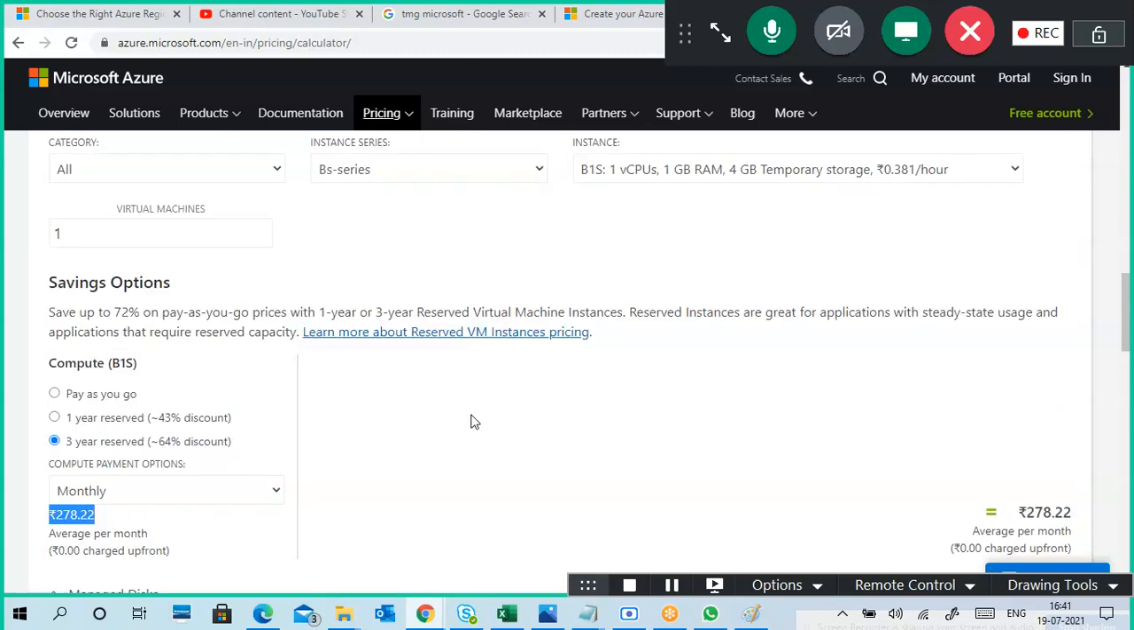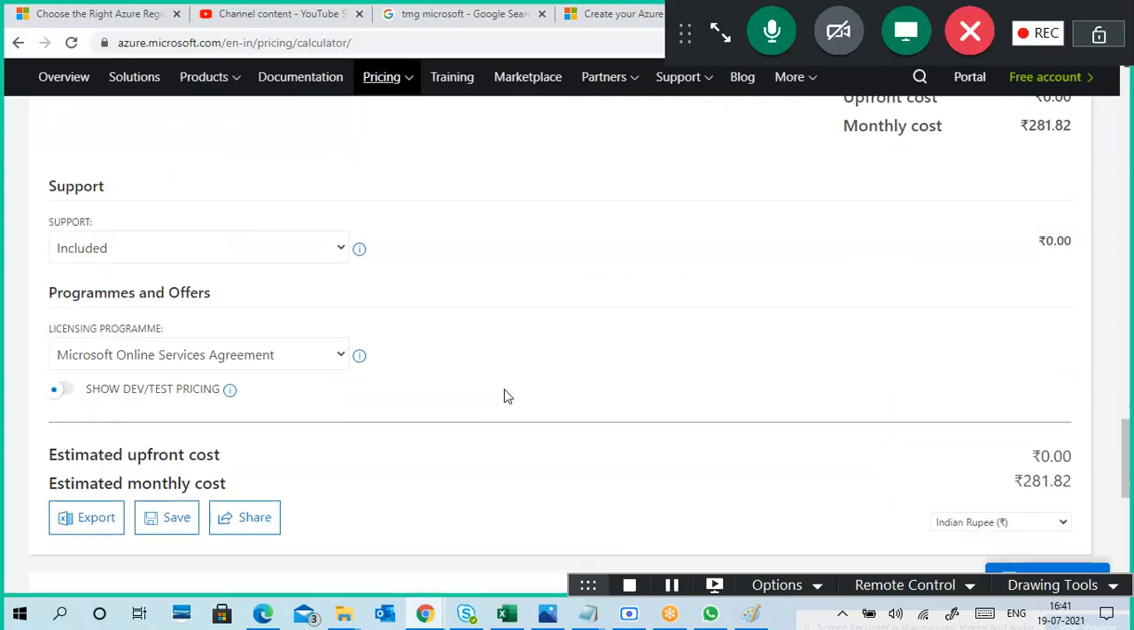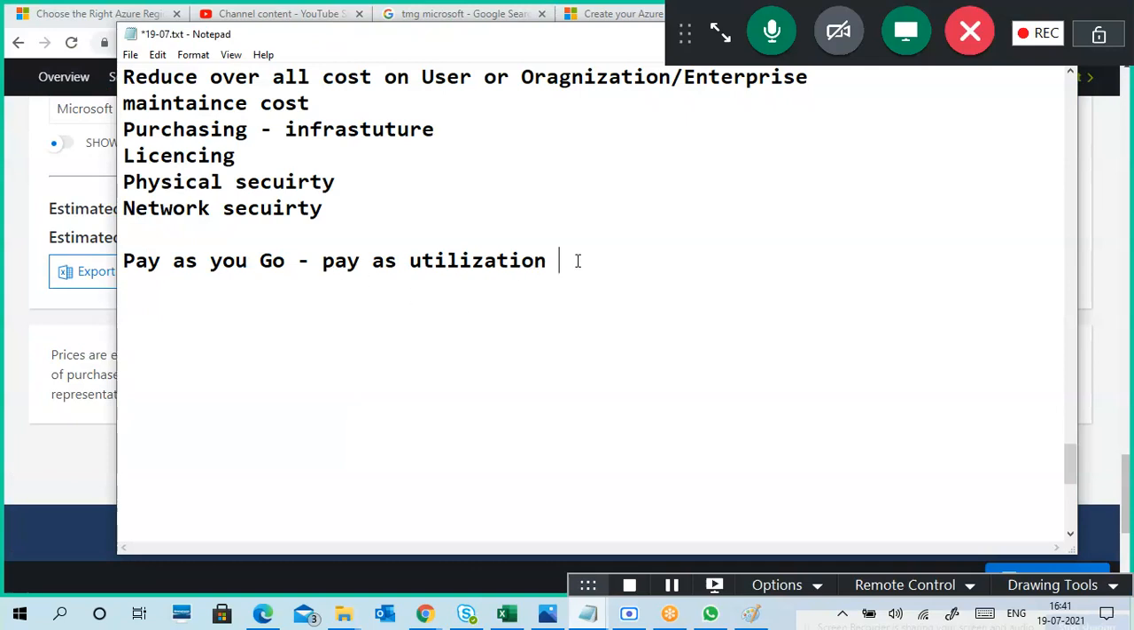So in public clouds, it's a pay as you go type. Okay, you can choose which one is better for you. Pay as you go: as you utilize infrastructure, as long as you use it, then you have to pay. Next one is reserved.